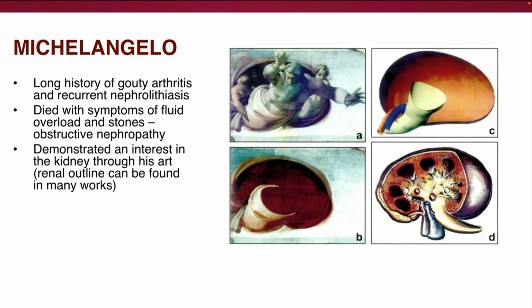Again, Michelangelo, told you guys I love history. He had a long history of gouty arthritis and recurrent uric acid stones. He did die from stones too. He died from renal failure, but probably from stones. He had evidence of obstructive nephropathy in the journals. Because of this, he demonstrated a major interest in art. This is from the Sistine Chapel. Everyone thinks this is actually a kidney. And there's a ton of examples in art history of him drawing reniform type art.